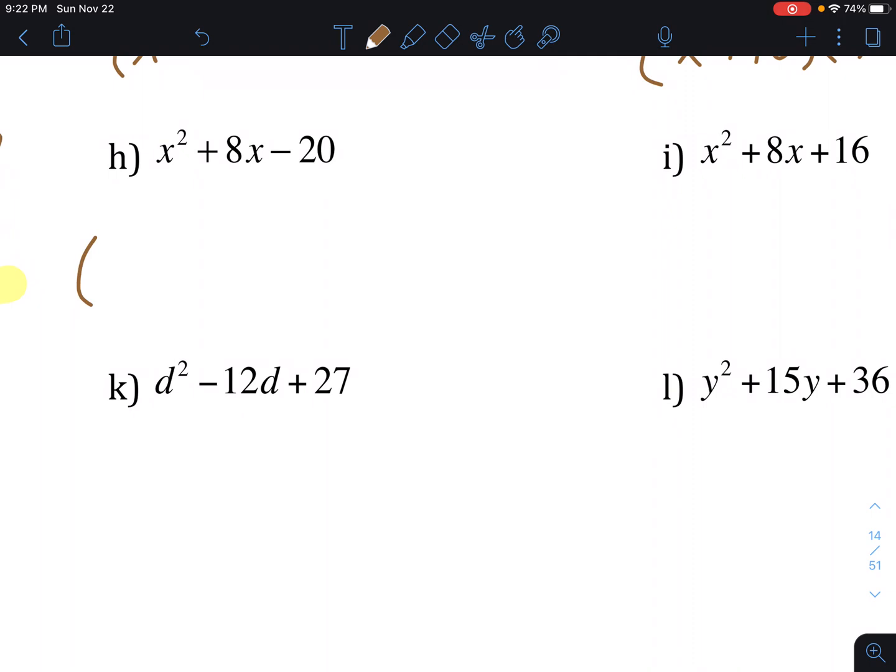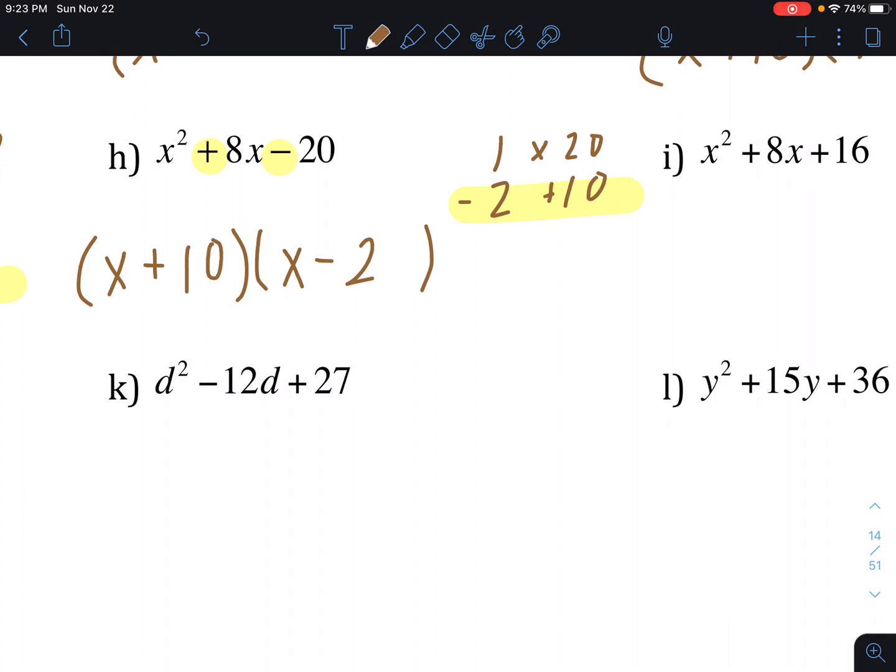Letter H, again, C term first. The C term's a minus, so we're going to have plus minus. So two numbers that multiply to get 20 and subtract to get 8. 1 times 20, now that subtracts to 19. 2 times 10, yep, they subtract to get 8. So I need a minus in front of one of them. Which would it be to make the B term plus 8? Well, that would be minus 2, because minus 2 plus 10 is plus 8. So x minus 2 and x plus 10.